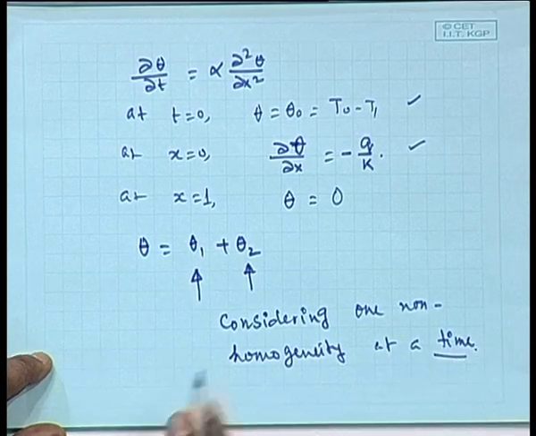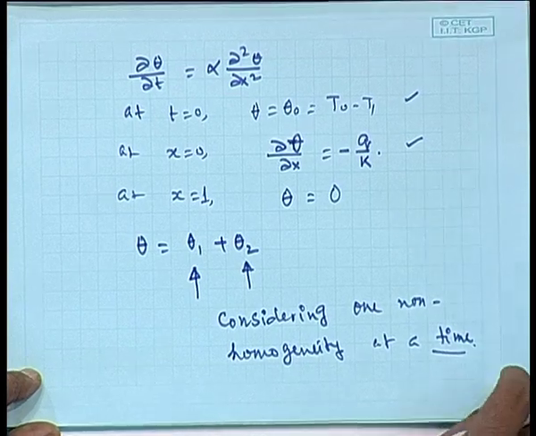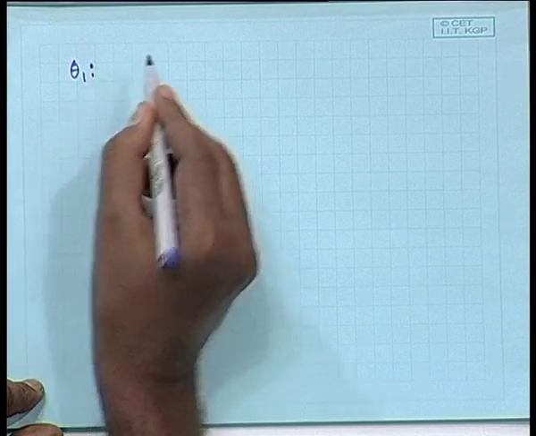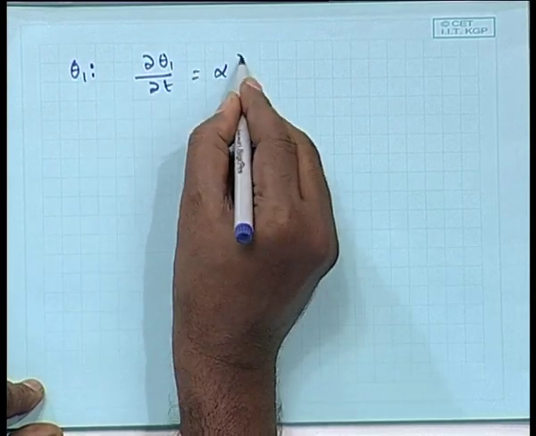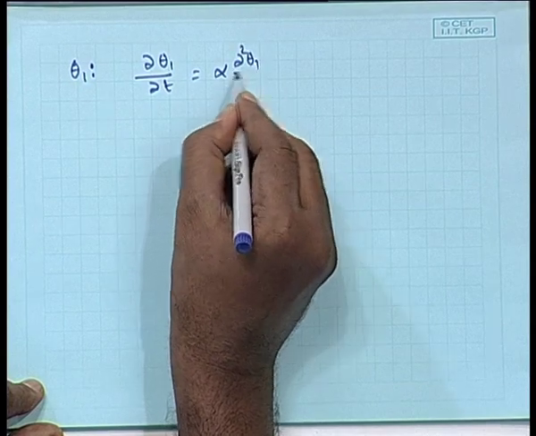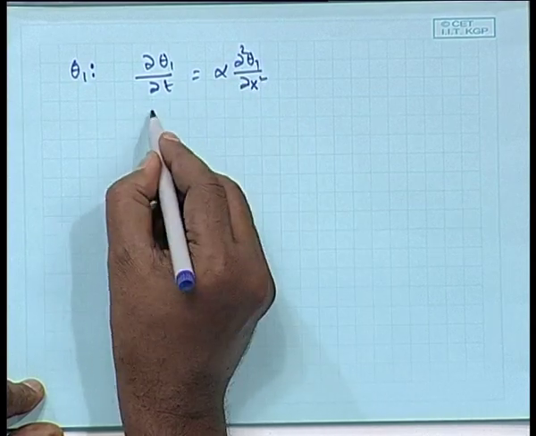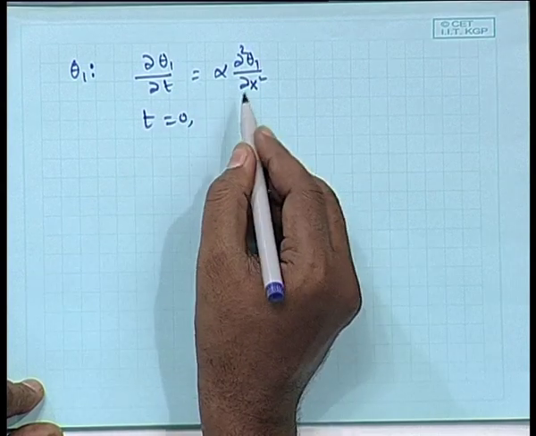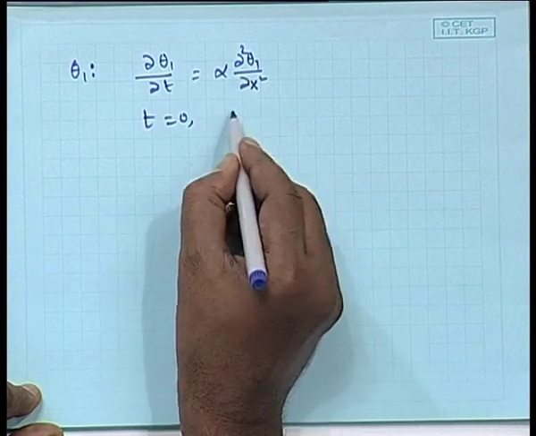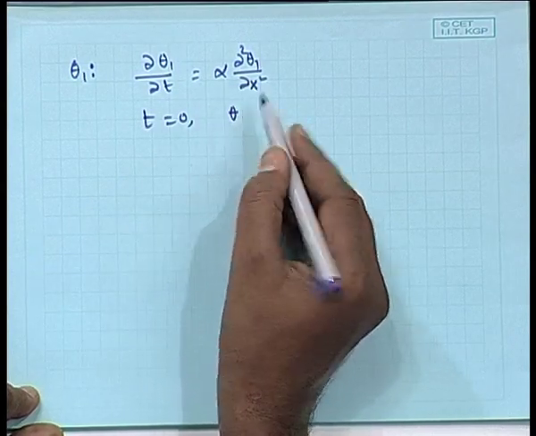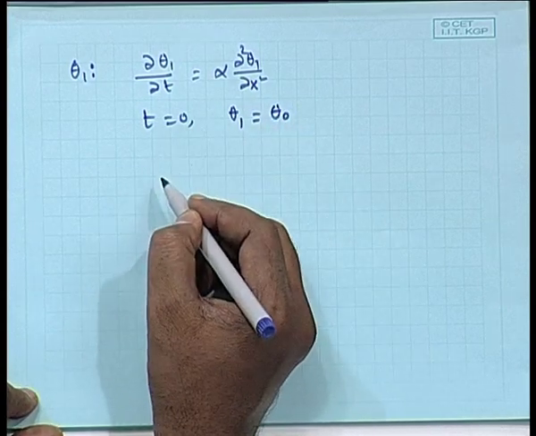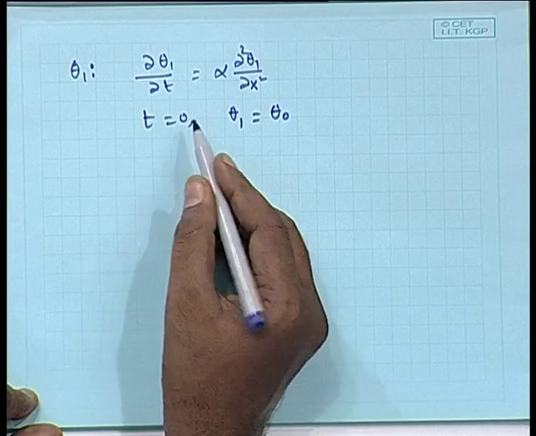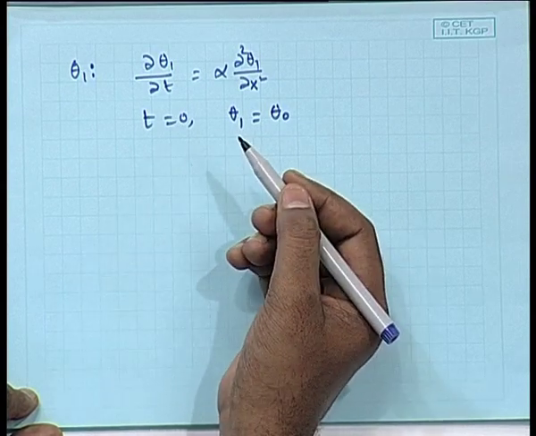Okay. Now, let us construct theta 1 and theta 2 separately. So, what will be theta 1? Del theta 1 del t is alpha del square theta 1 del x square, subject to, let us say, in theta 1 we are keeping the non-homogeneity at the initial condition intact. Let us say theta 1 is theta 0 and force the non-homogeneity in the boundary condition to be equal to 0.